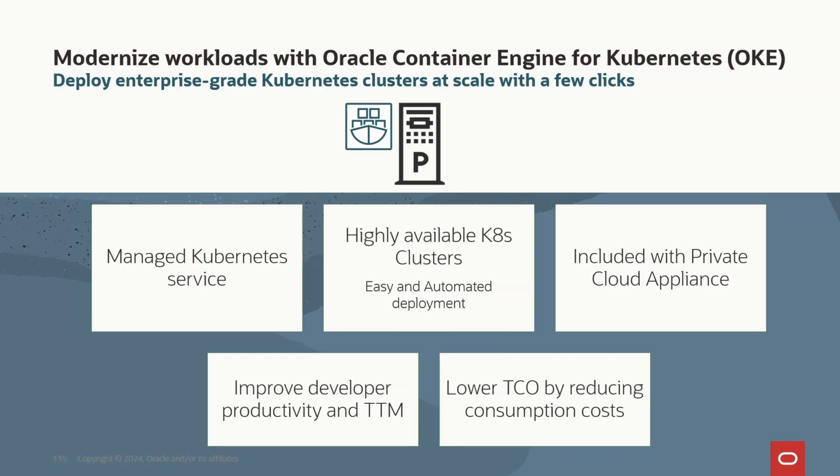OKE also integrates PCA's networking and storage services, providing efficient resource management and performance optimization for containerized applications. This helps improve developer productivity and time to market, and is a part of PCA. There's no extra charge for consuming this service. By leveraging OKE on PCA, organizations can modernize their application infrastructure, enhance operational efficiency, and maintain control over their data and workloads within their own data center.